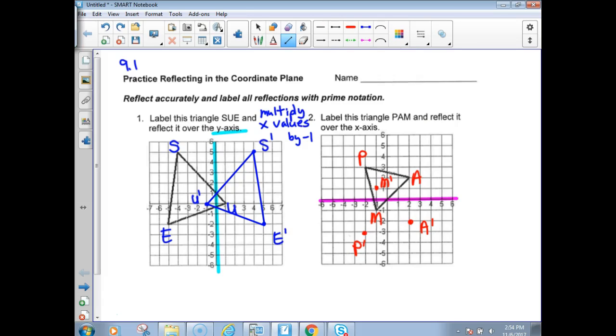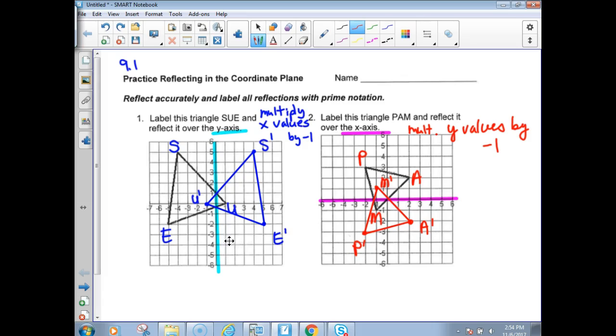Then we'll draw the triangle. Now, the rule that we had for reflecting in the x-axis was to multiply the y values by -1. Change the sign of the y's. Anybody need this page?